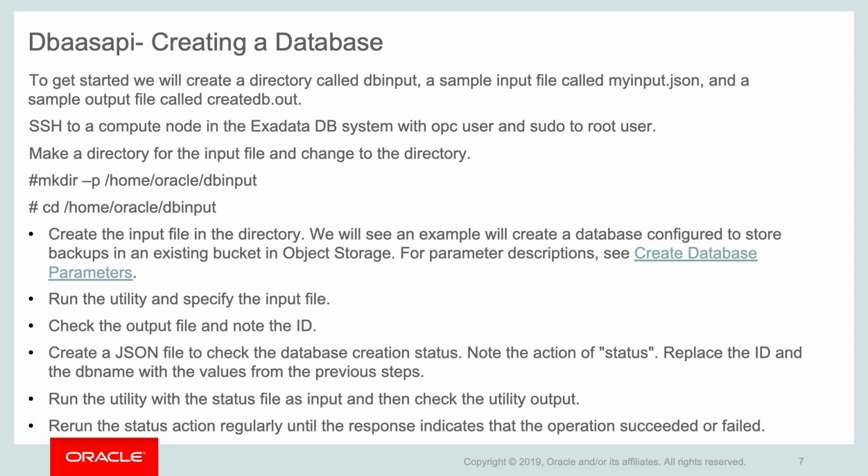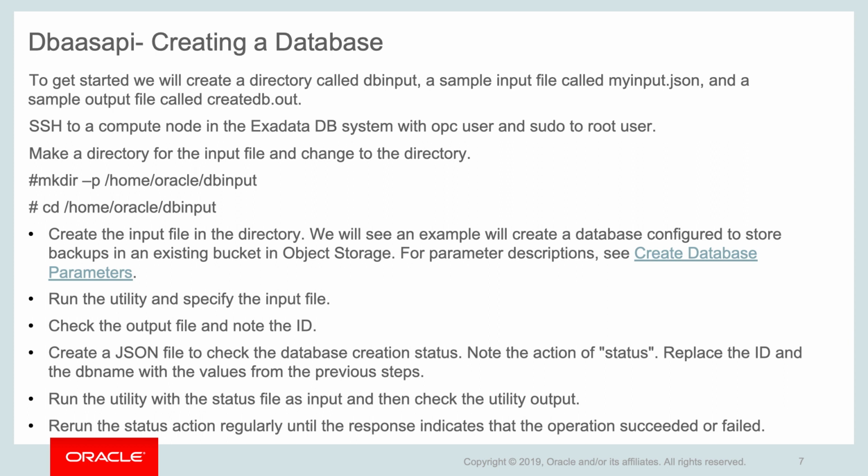In this example, we will be creating a database which is also going to use backups on an existing bucket within object storage. In an Exa environment, you might have already done this, where your backups go to both local storage as well as the cloud object storage. You can additionally see more details on the parameters under this link, create database parameters. We will be running the utility and specifying the input file, and then we will check the output file. From the output file, the only important portion is the ID of that particular operation.